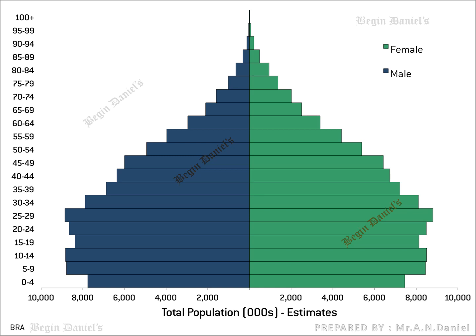Here very clearly shows the male and female population. The green color is the female population and the blue color is the male population.